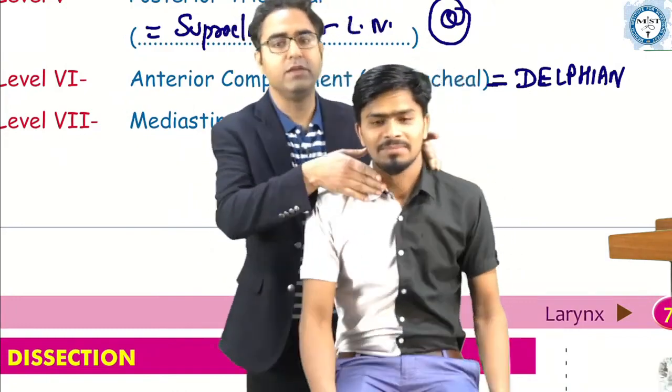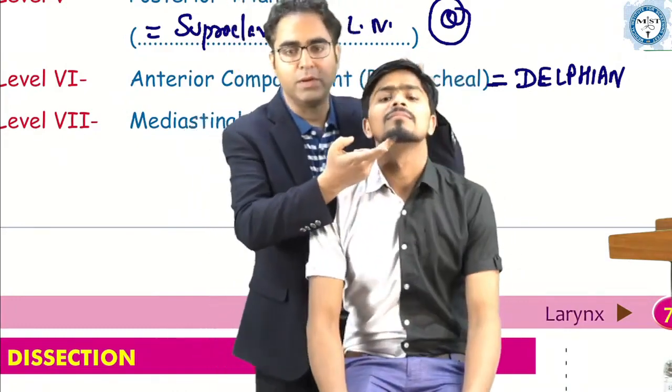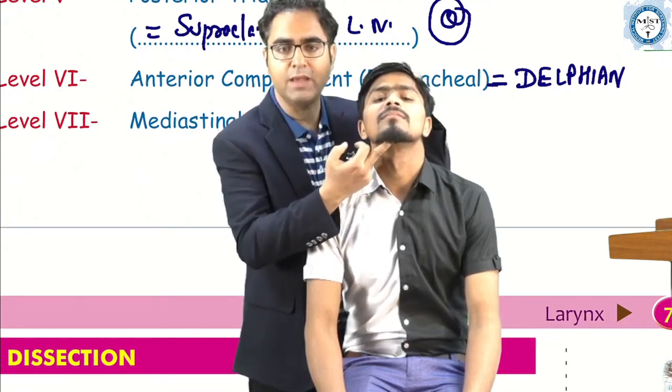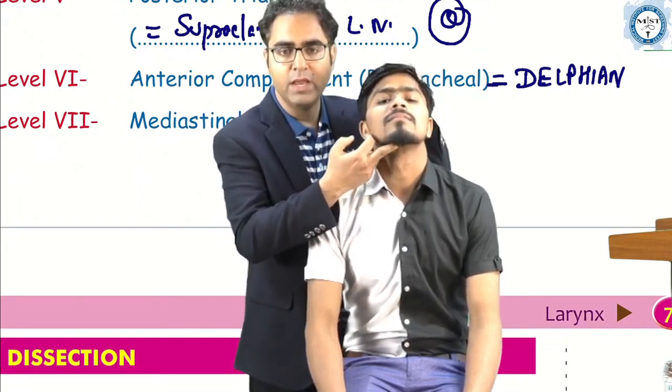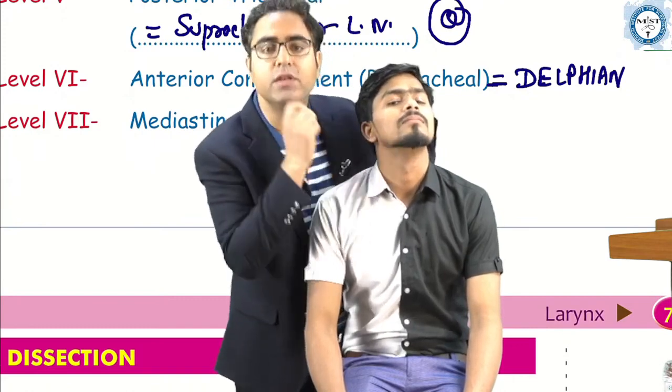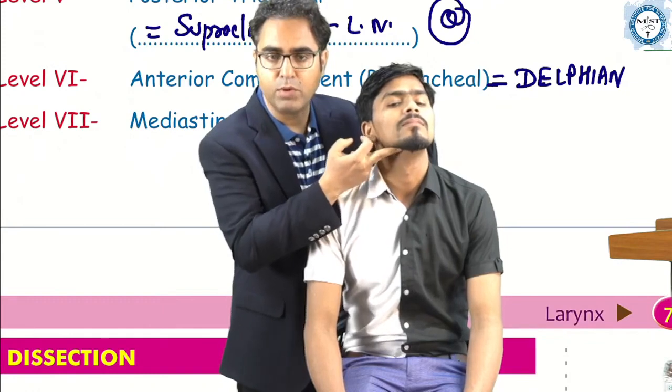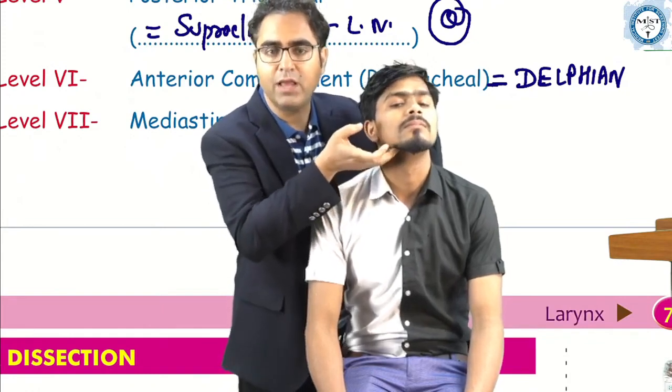Now, please see. This is the mandible. This is 1A. 1A is submental. Mentum is chin, right? Mentum, submental. 1B is submandibular. Here, when you touch this area, this is 1B.